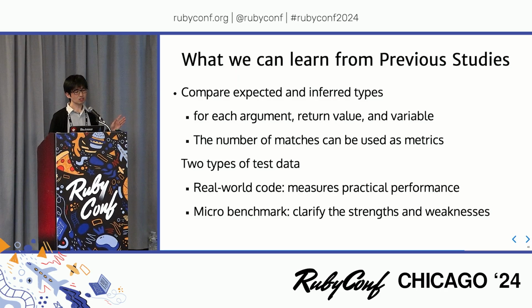There are 2 types of test data for evaluation. Using real-world data, such as libraries and applications, measures practical performance. On the other hand, using micro-benchmark data based on grammar elements and other factors would allow us to clarify the strengths and weaknesses of each method. Each of these has its own advantages and should be used for different purposes.